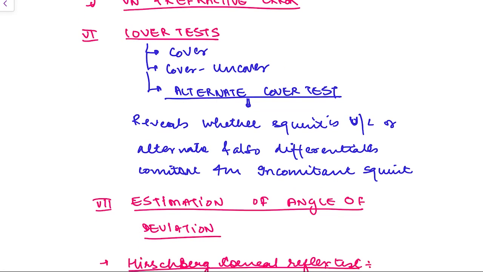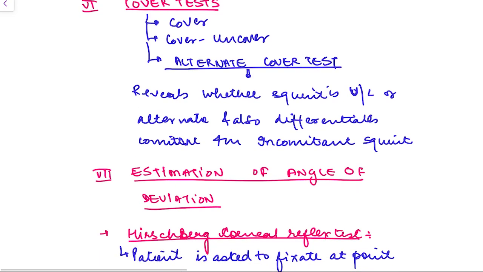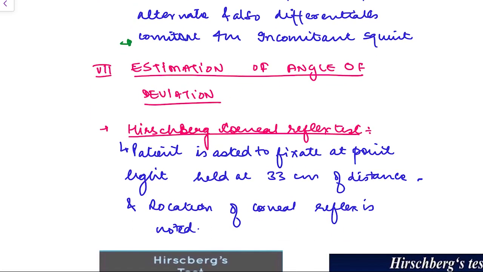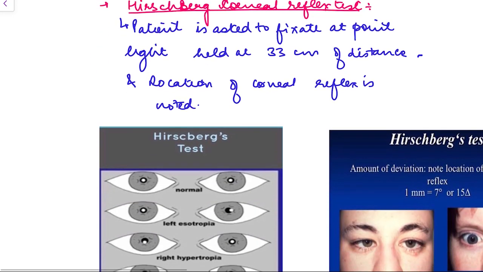It reveals whether a squint is unilateral or alternate, and also differentiates between the comitant and incomitant squint, because if the deviation is different for both the eyes, then it is an incomitant squint. Now the estimation of the angle of deviation. For this we will be doing the Hirschberg corneal reflex test.